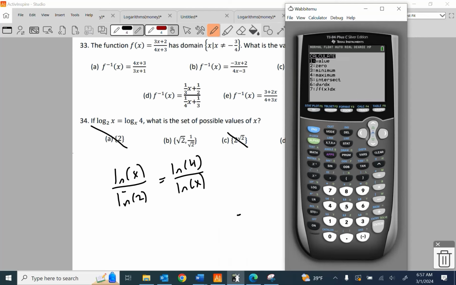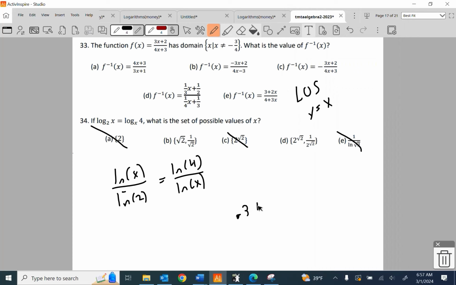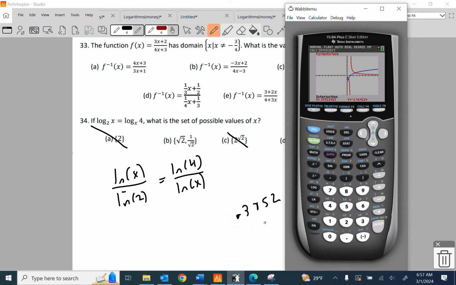Second trace 5. Close, enter, enter. I got like 0.3752. Second trace 5. Enter, enter, enter. I got 2.665.